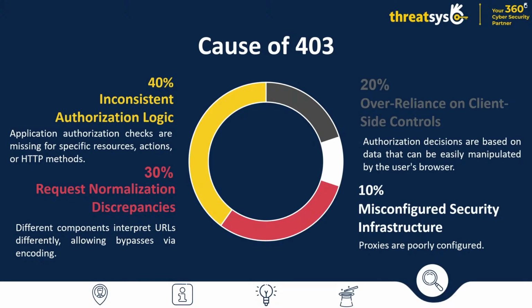Then 20% are for over-reliance on client-side controls, where authorization decisions are based on data that can be easily manipulated by the user's browser. I have shown you a scenario where X-Original-URL is being changed to an internal IP or a loopback IP and can access the resource. 10% are due to misconfigured security infrastructure, where proxies and load balancers are poorly configured.